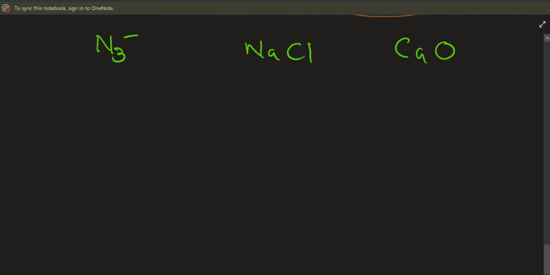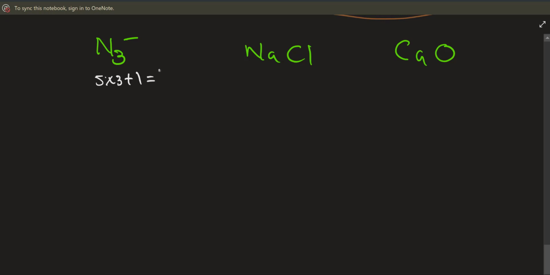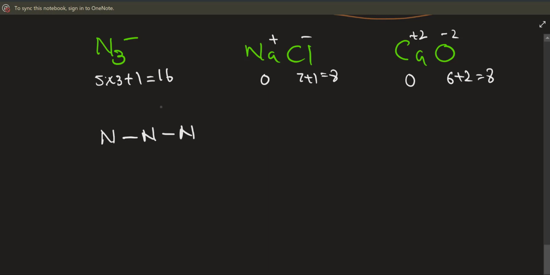Now let's look at these crazy ones, right? So N3-, and it's 16 electrons total because the negative gives you 1 electron. Sodium has 0, chloride has 7 plus 1, calcium is 0, oxygen has 6 plus 2, 8, right? Here in N3-, you just stick them in a line because there's no particular center, right? And then in these ones, what do you do? You satisfy the octet from one end and go to the other end as long as you have electrons, right? So that's what I did in the top one.